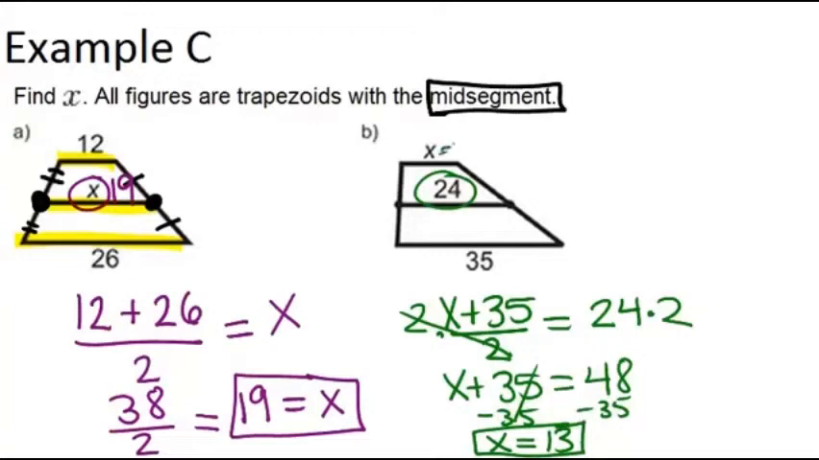And again, that should make sense. It definitely should have been a number smaller than 24 and 35. And the difference between 24 and 35 is 11. And the difference between 13 and 24 is also 11. So it makes sense.